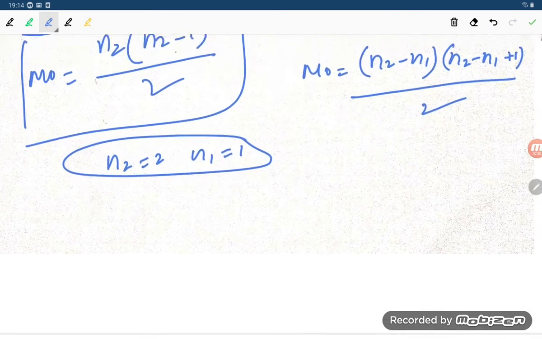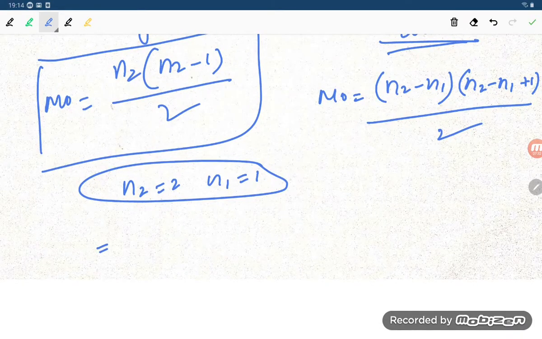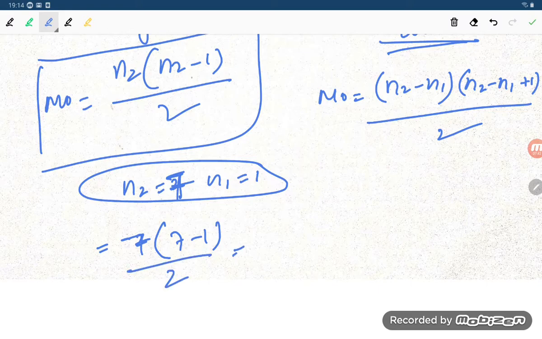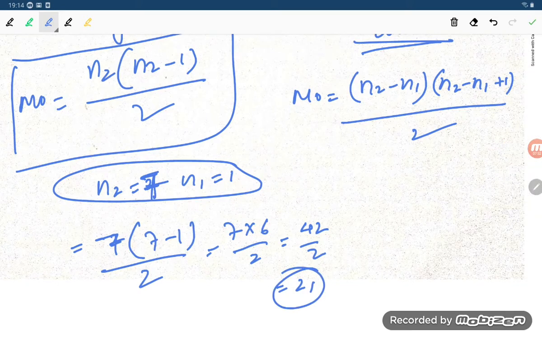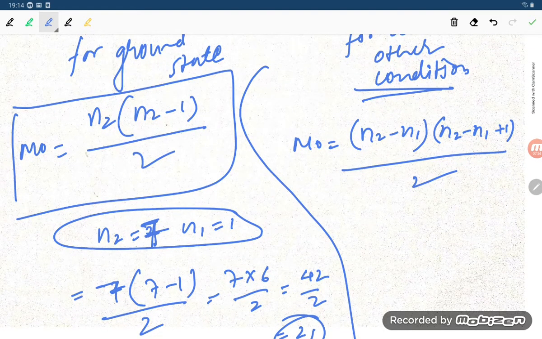So what will you be able to do, student? The number of lines, n2 is equal to 7, 7 to the ground state. So that is 7 in bracket 7 minus 1, by 2. How much will come, student? 7 into 6 by 2, so 42 by 2. This will come 21. And this formula you can also apply. This formula is for each and every case, student. You will get the same result.